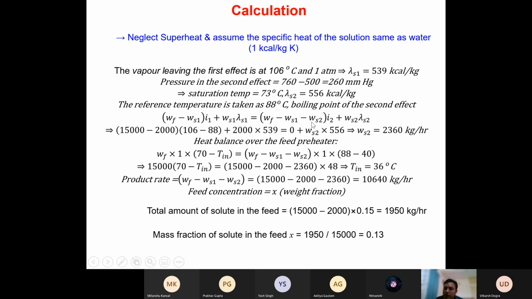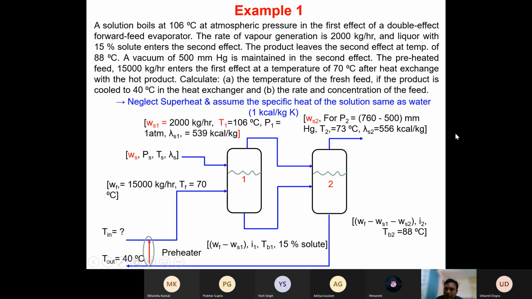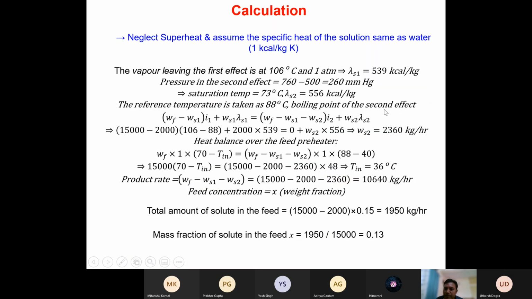Because here we don't know what WS2 is. WS2 we have not calculated. It's not been given here. Remember, WS2 is unknown, so it is better to take the reference temperature as 88. Then this term goes away, and this entire equation will have only one WS2 term, but this I2 term will not be there. So this equation gets simplified immensely if we take the reference temperature as 88. Okay, so let's put all the values here.